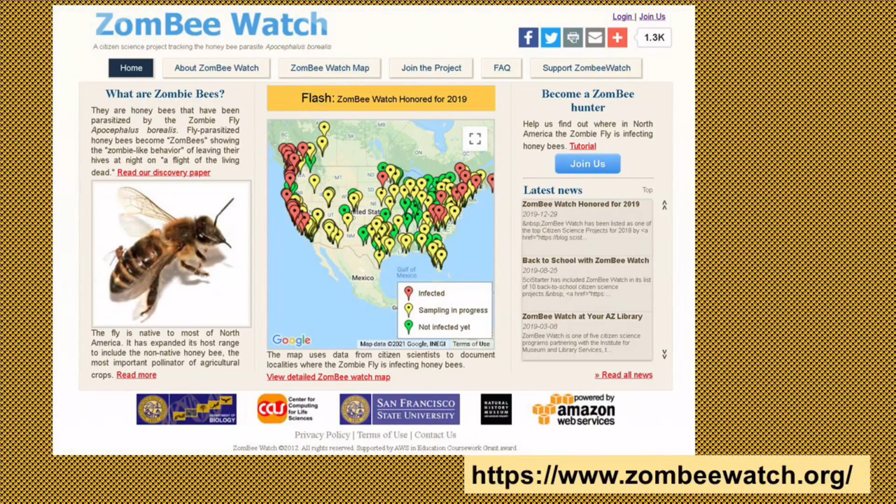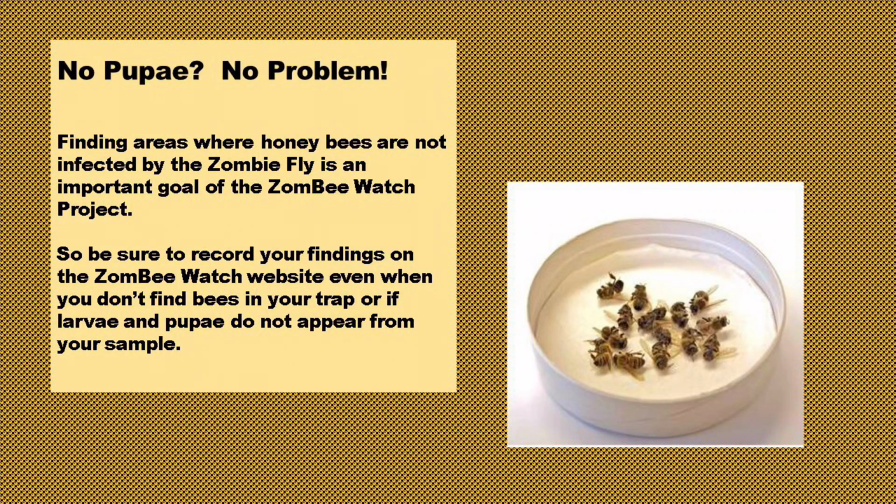Now, here's the crucial step. You're going to want to log on to the Zombie Watch website, create an account, and follow the steps to record your findings. Upload any photos you took and describe your observations. Be sure to report the results of your experiment even if you didn't find any bees or no pupae appeared. It's just as important for scientists to know where honeybees are not being affected by zombie flies. So remember, no bees still equals data.